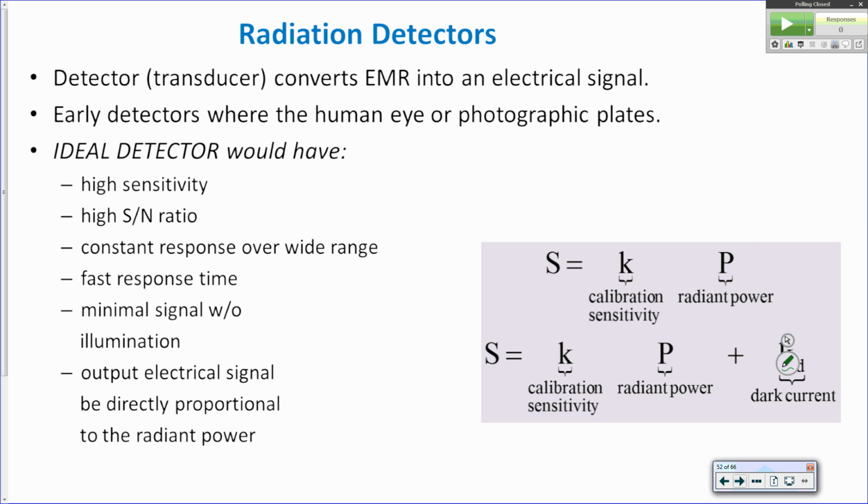Okay, so the last topic in this chapter is radiation detectors. The goal of the detector is to take the electromagnetic radiation, convert it from the form of light of some form into an electrical signal that we can process and do something with. The earliest detectors that we used were the human eye.